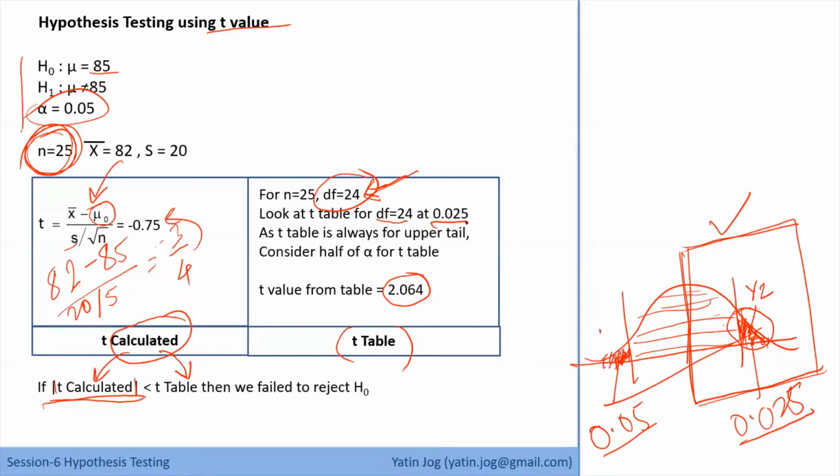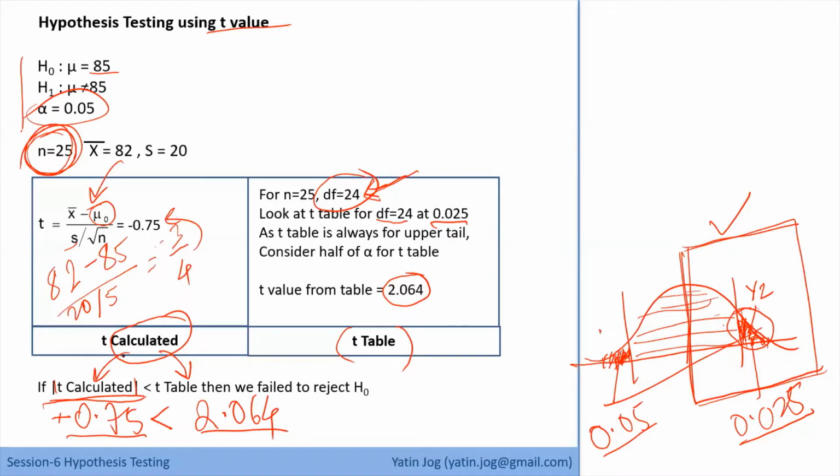Yes, sir. So in this case the calculated value is minus 0.75, but because of the mod we consider plus 0.75, that is my left hand side value, and I am comparing it with the table value which comes as 2.064. So is 0.75 less than 2.064 true or not? This condition is true.